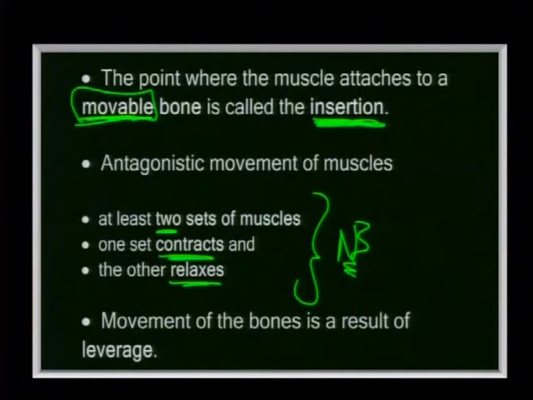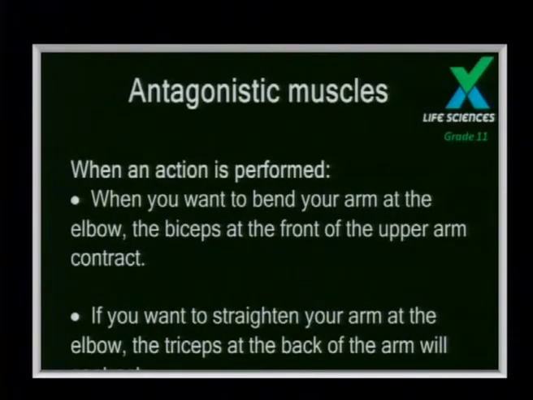If I want to open my arm, this set of muscles here must contract and these must relax, or they are not going to open. All right, so antagonistic movements, they're always 2 sets of muscles. 1 set will contract, 1 set will relax. The movement of the bone is the result of leverage. Okay, that leverage is going to be one or the other power points.